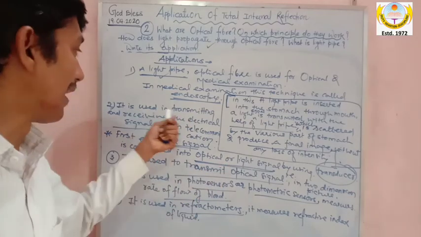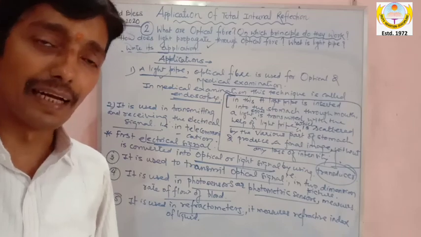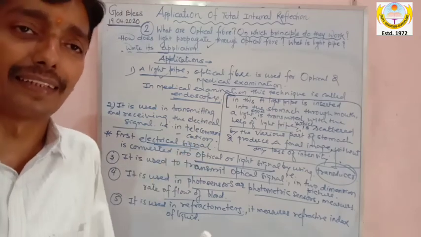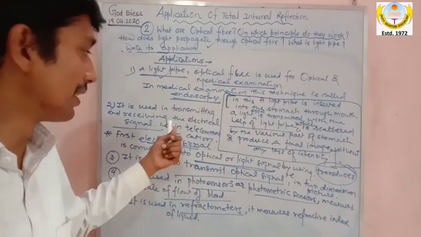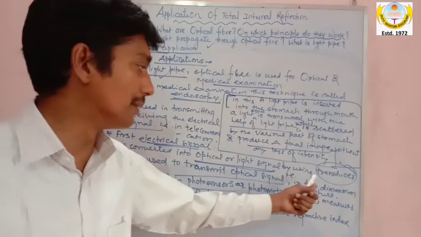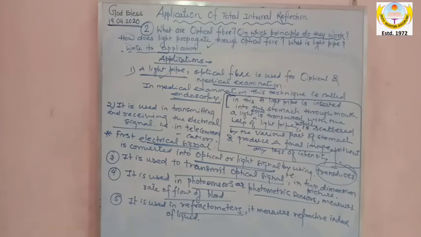It is used in transmitting and receiving the electrical signals, that is, in telecommunications. Now my dear, the doubt is, optical fiber is for optical signals, but how is it for electrical signals? So first, the electrical signal is converted into an optical signal by using a transducer. Third, my dear, it is used to transmit the optical signal, I already wrote, and 2-dimension pictures, you can say.